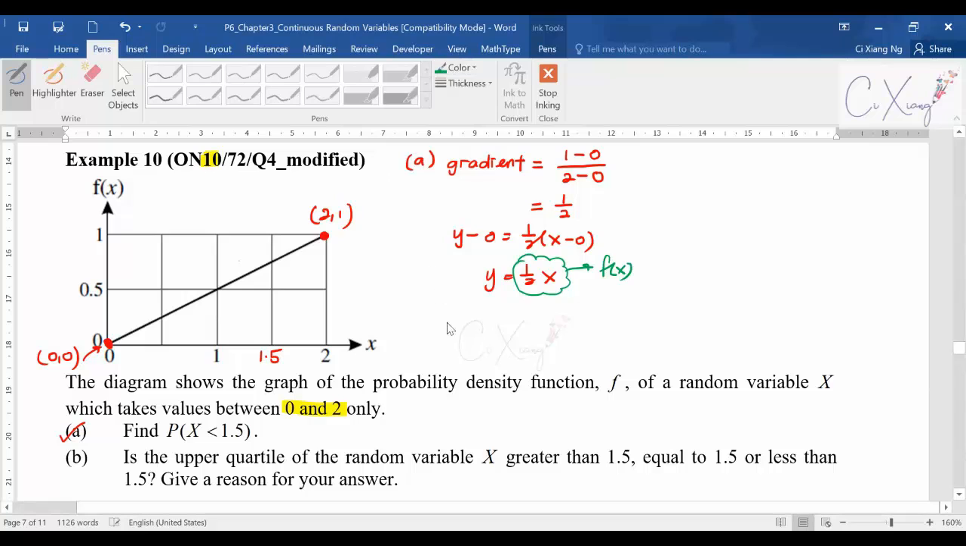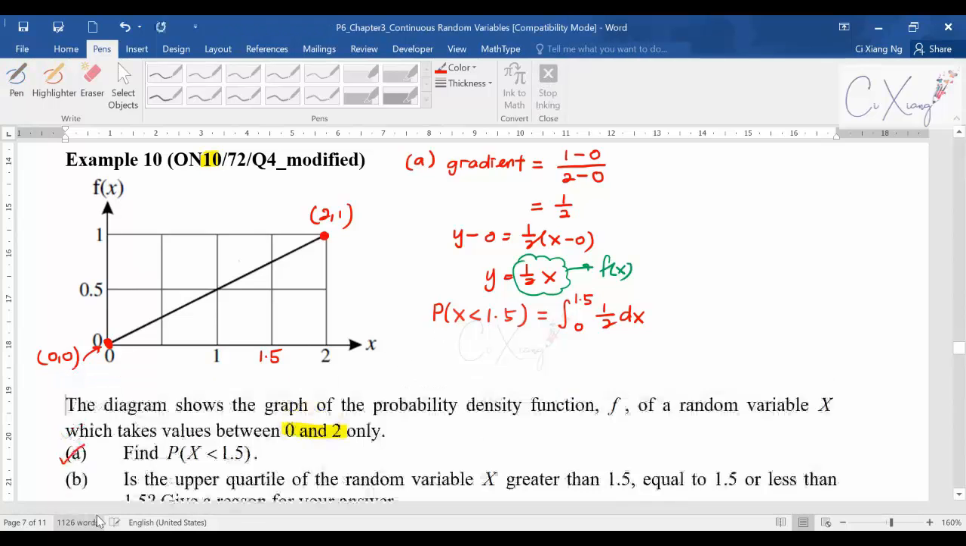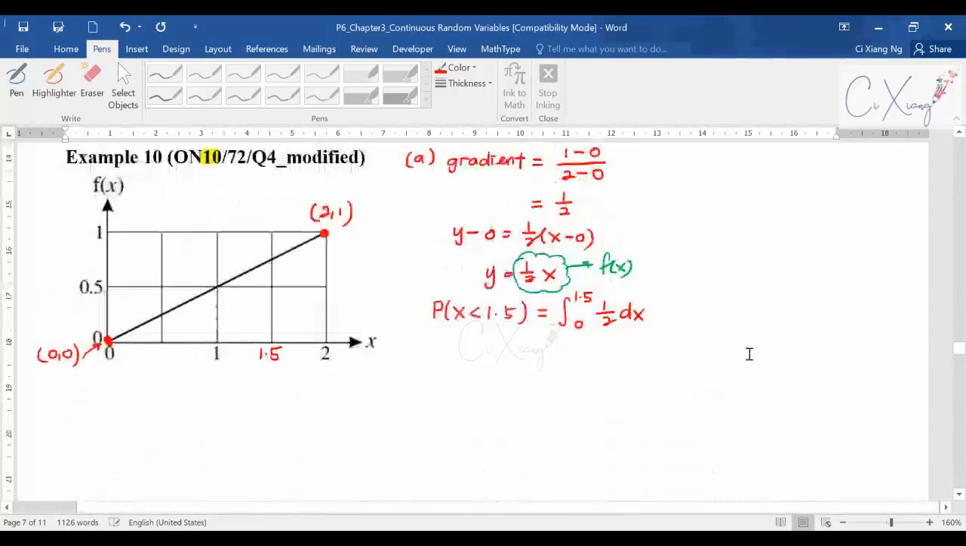So to get the probability, you can start with the integration. So x smaller than 1.5 is equal to what? Integrate from 0 until 1.5 for 1 over 2 x. Okay, so this is how you actually try to get the answer for the probability, by finding out the equation first.